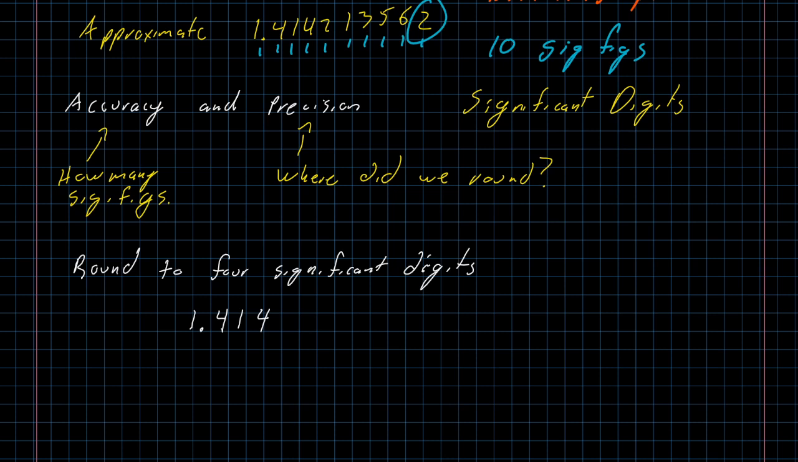So if I want to take that square root of 2 and round it to 4 significant digits, I would report it as 1.414. If instead I want to round to the nearest hundredth, well, the hundredths place is that one right there. It is a 1, but it is that place value. So 1.41 would be the appropriate way of talking about that.